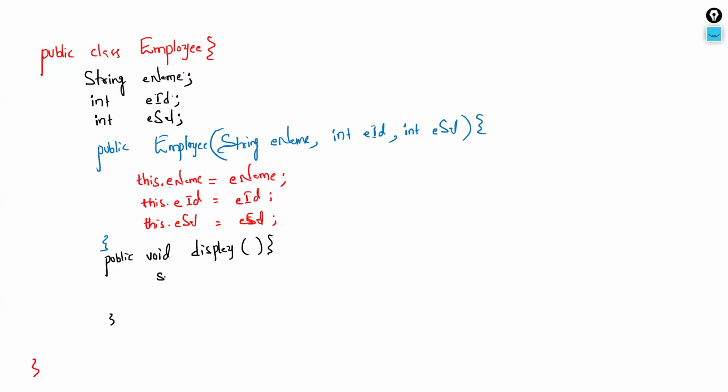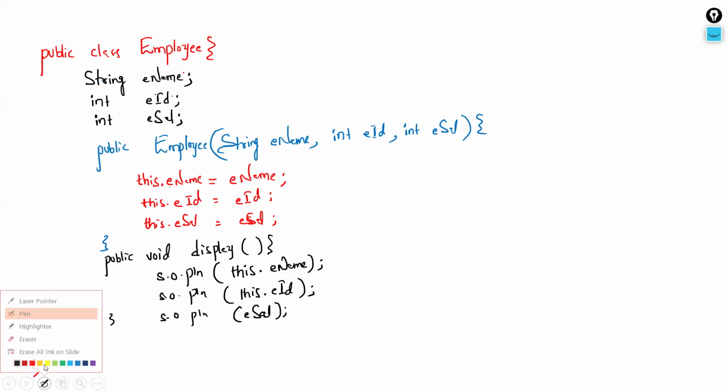Then followed by System.out.println. Print what? The current class instance variable called ename. So this dot ename. Then followed by one more time the print function, then this dot eID. Then one more time print the third value for each employee object, eSal. These three values you have to print for each employee object. So here it is preferably this dot eSal.